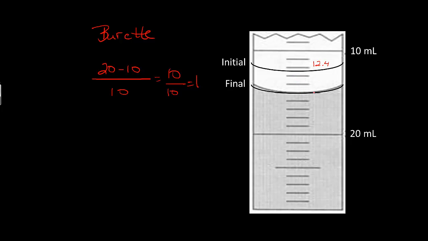13, 14, 15. Now this one looks like it's right on the line. So I'm going to guess 0.0. It could be 14.9 and it could be 15.1. Now, to find out how much is released, we're going to take the bigger number, 15.0, and subtract from it the smaller number, 12.4, and that is equal to 2.6 milliliters.